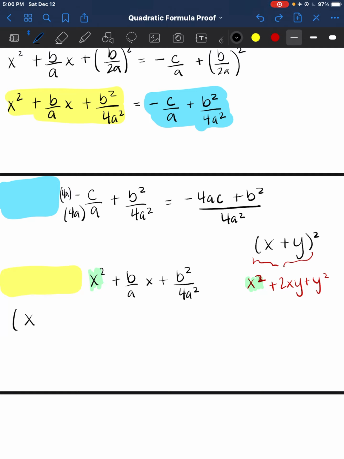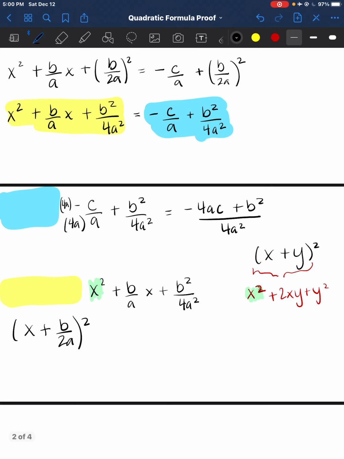Okay, so it's going to be x plus b over 2a, squared. You see how we did it up here? And it's right here. Okay? So we have the left side, and we're going to set it equal to the right side.